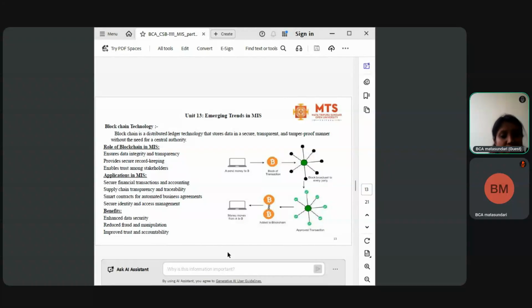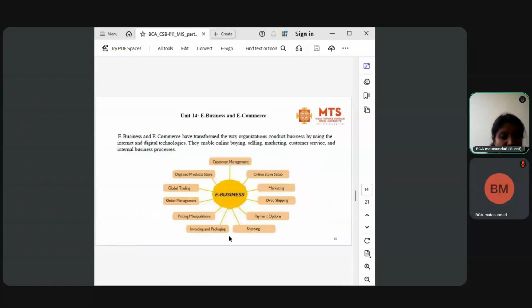Okay, and the applications: the first one is secure financial transactions and accounting, and the second one is supply chain transparency and traceability, smart contracts for automated business agreements, secure identity and access management. These are the applications. The benefits: basically enhanced data security, reduced fraud and manipulation, and improved trust and accountability. Okay, so the next slide number 14, that is e-business and e-commerce.